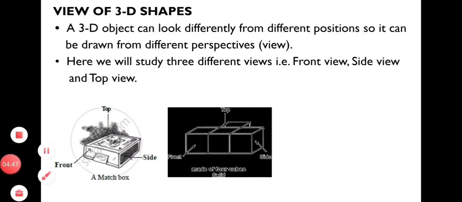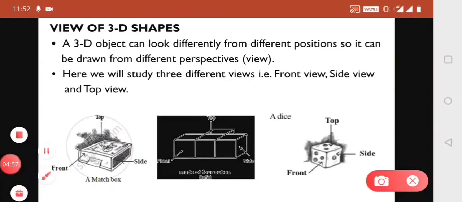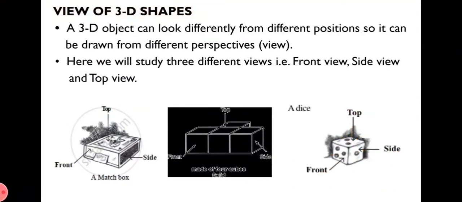Next we can see also an example of a dice. Now in the dice, in the top view we can see two dots. Here is the top view, we can only see these two dots square. The front view is these three dots. Yes, three dots square we can see. And in the side view we can see a square with one dot. So these are the different views of a solid shape.